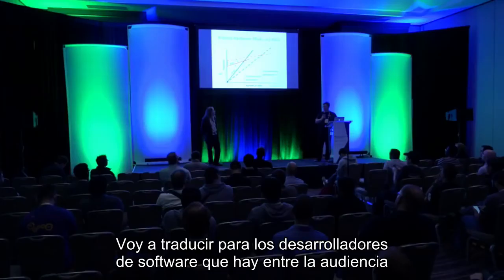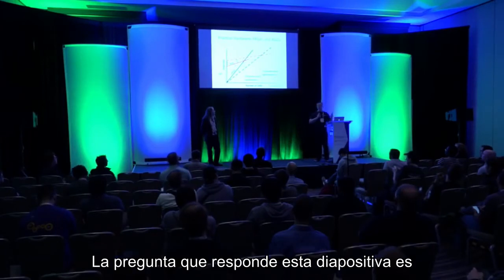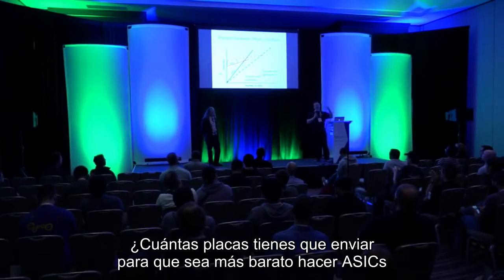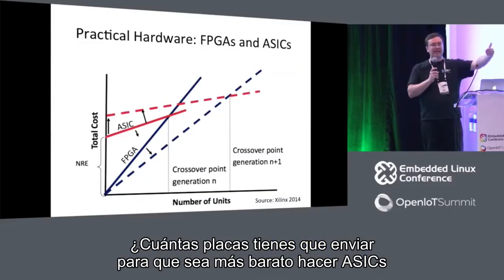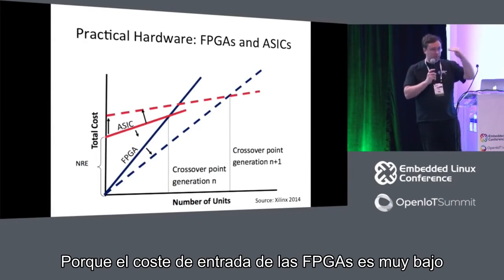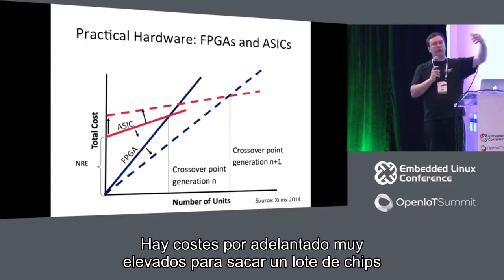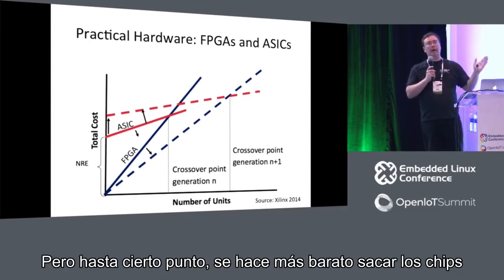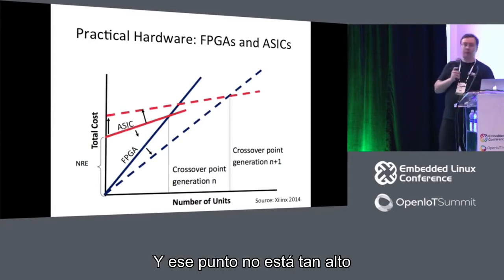Translating for the software developers in the audience, the question this slide answers is how many boards do you have to ship before it becomes cheaper to make ASICs than to put an FPGA on each one? Because the entry cost of FPGAs is very low. There's a big upfront cost to running a batch of chips, but at a certain point, it becomes cheaper to run the chips. And that point isn't that high.